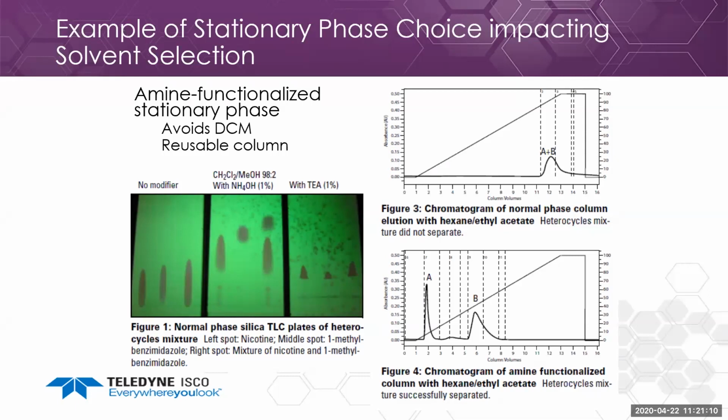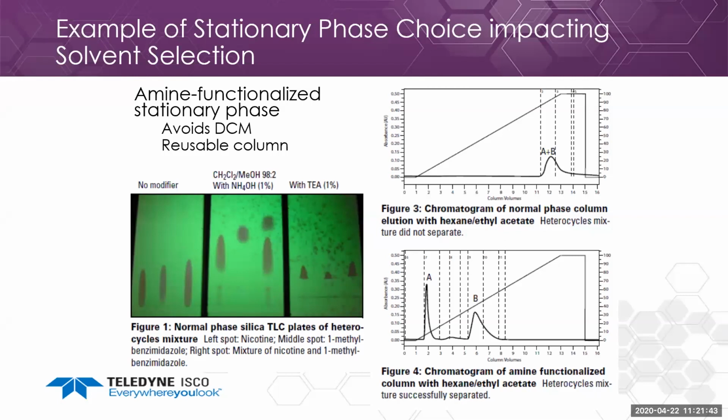If I was to purify this mixture of nicotine and 1-methyl-benzimidazole on normal silica, if I were to run that with no modifier on a hexane ethyl acetate gradient, basically I get coelution of the peaks at the end of the run there. They start coming off of the column at about 70% ethyl acetate in hexane, and we don't get any separation.